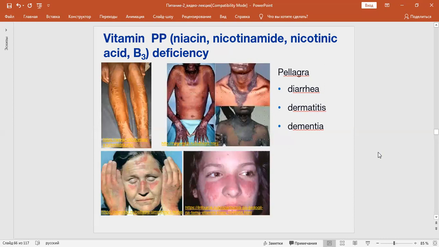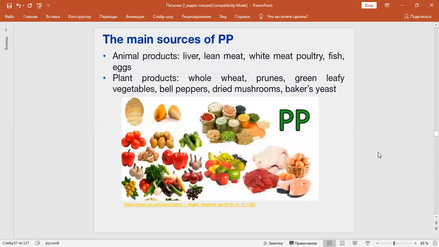The first attempts at treatment were to use an appropriate diet. There were products containing a lot of tryptophan, which in the human body is converted to nicotinic acid. Vitamin PP is contained in such products as liver, white meat of poultry, whole wheat, baker's yeast, fish, eggs, green leafy vegetables, bell peppers, and dried mushrooms.